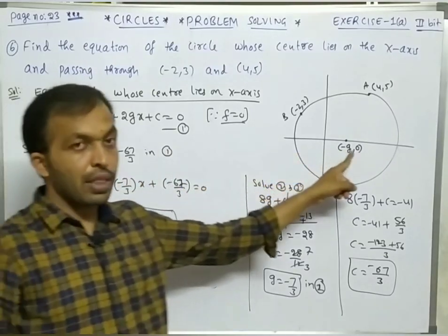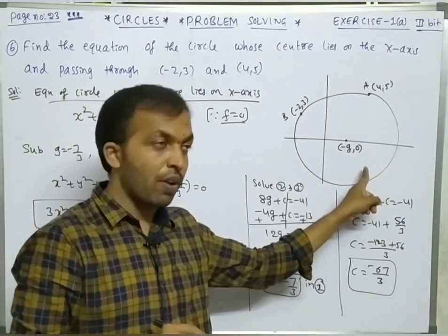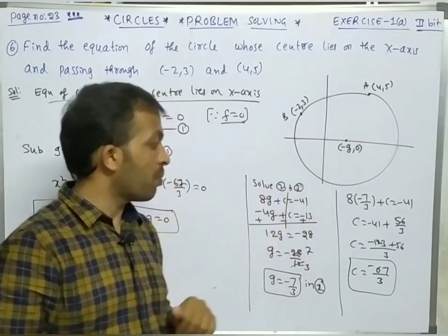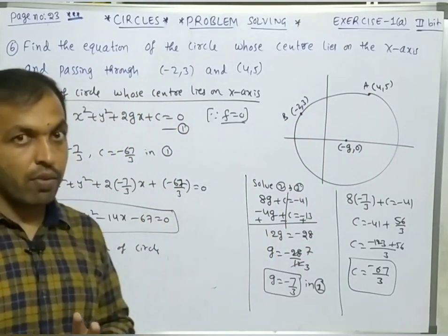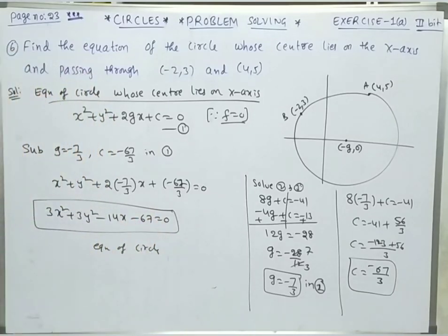One is center lies on x-axis. From that you will get f value as 0 and substitute remaining 2 points in the circle equation. You will get the required equation of the circle.